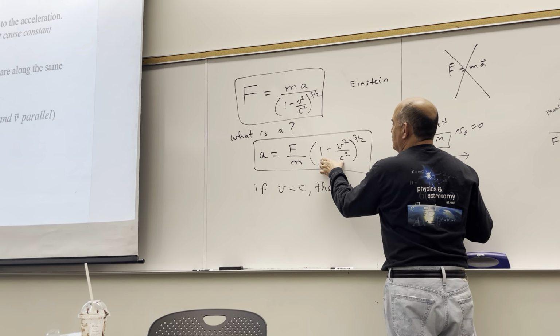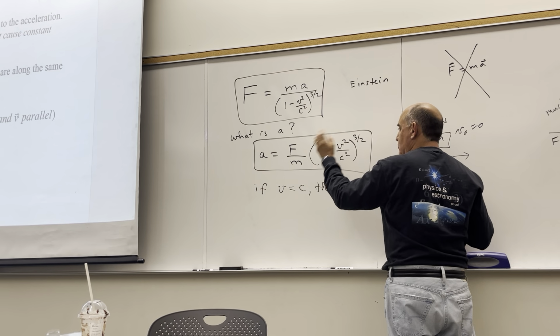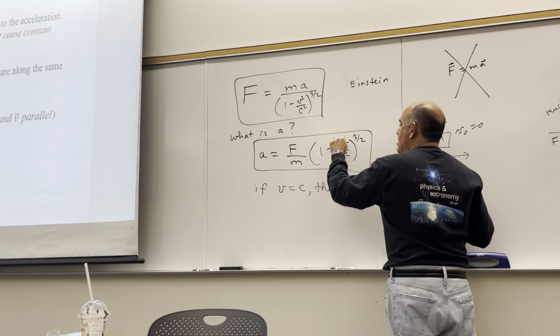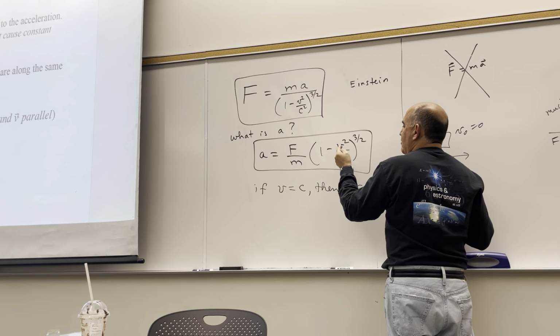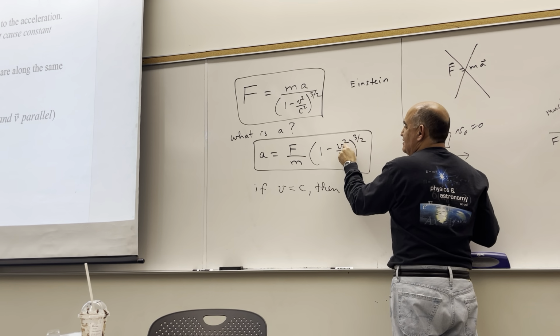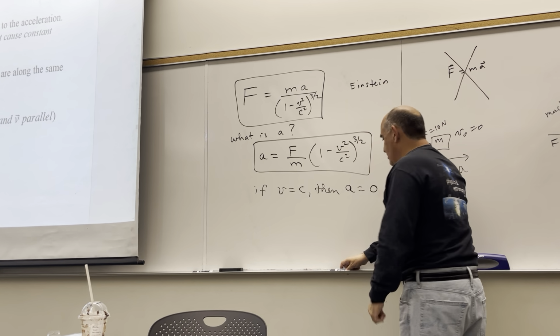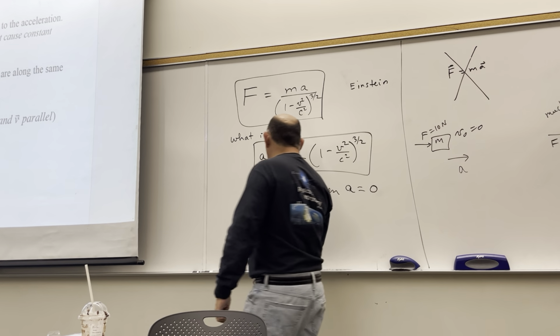The acceleration will get smaller, smaller, smaller, and if you manage to speed up the object with mass, you've got to have a mass in there, to a value of the speed equal to the speed of light, then this v becomes c, and c over c is 1, and 1 minus 1 is 0, so then the acceleration is 0. And therefore, the object doesn't speed up anymore.